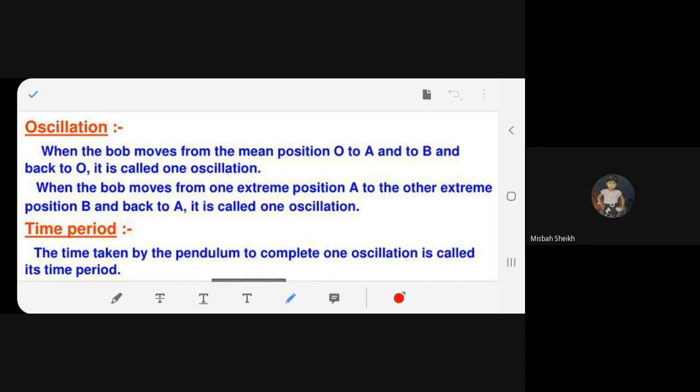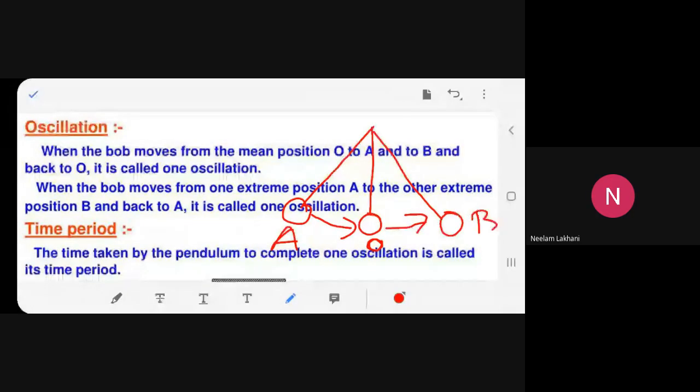Just a moment. Now this is the bob. This is mean position O. You agree? Then it comes here. It is the position A. You agree? Then it comes here. Then how does it move? It moves like this, and then it moves like this. So now it comes to this position, which is B. You agree, beta?